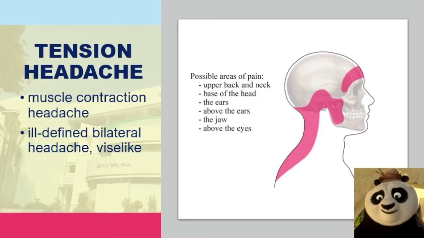Furthermore, the next type of headache is referred to as your tension headache. Class, your tension headache is a headache related to muscle contractions. It is an ill-defined bilateral headache, which is vice-like. When I say vice-like, it is extremely tight and firm. Now, the possible areas of pain could be the upper back and neck. It could be the base of the head. It is also on the ears, above the ears, the jaw, and even above the eyes.